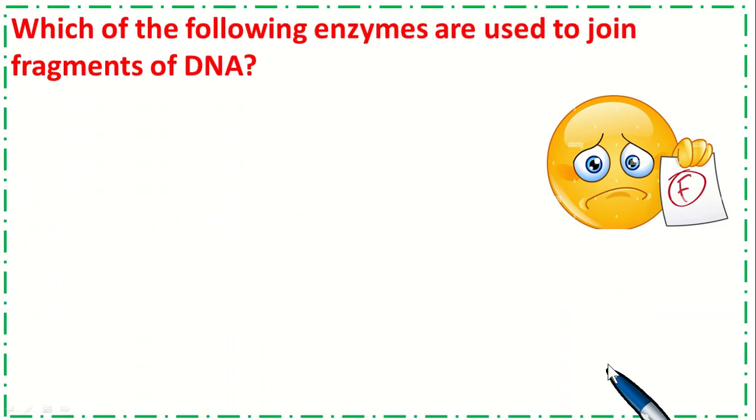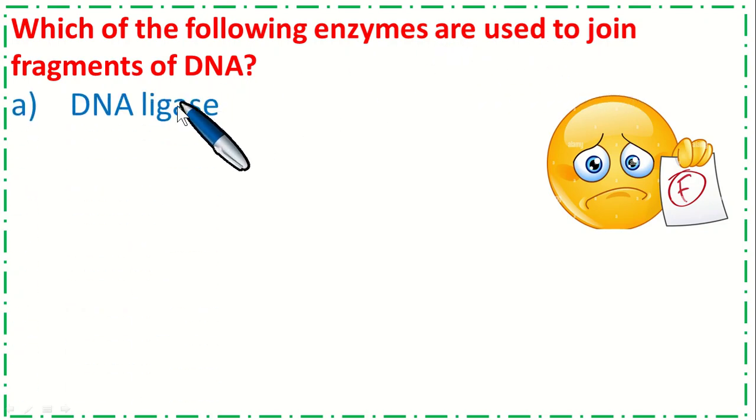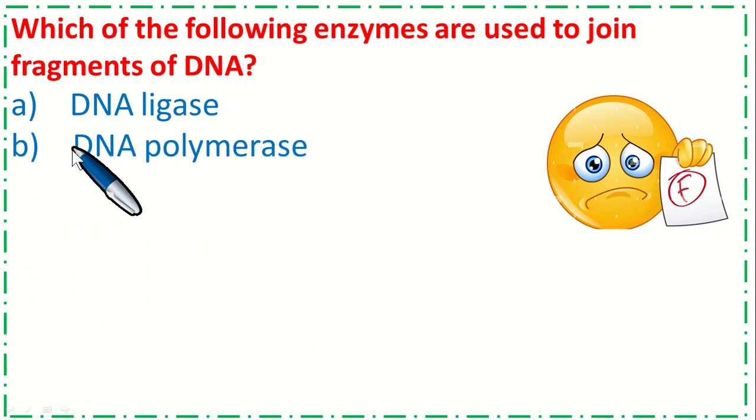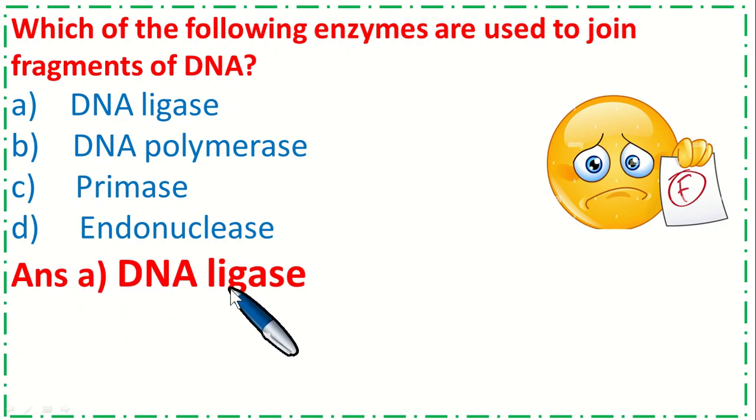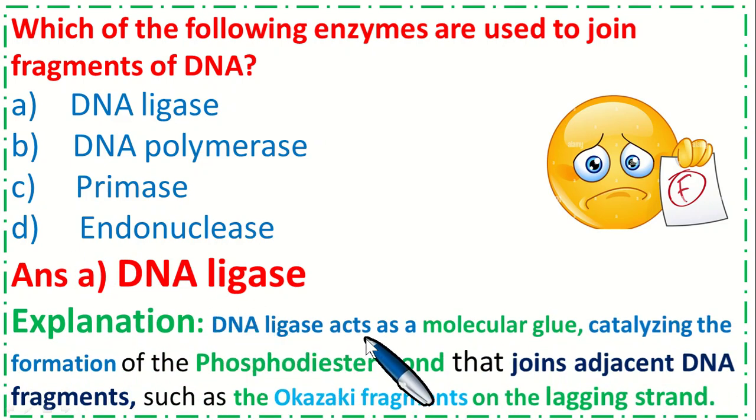So this is a very important MCQ. Which of the following enzymes are used to join fragments of DNA? Option A DNA ligase, B DNA polymerase, C primase, and option D endonuclease. So the correct option is A, DNA ligase. DNA ligase acts as a molecular glue, catalyzing the formation of the phosphodiester bond that joins adjacent DNA fragments, such as Okazaki fragments on the lagging strand.